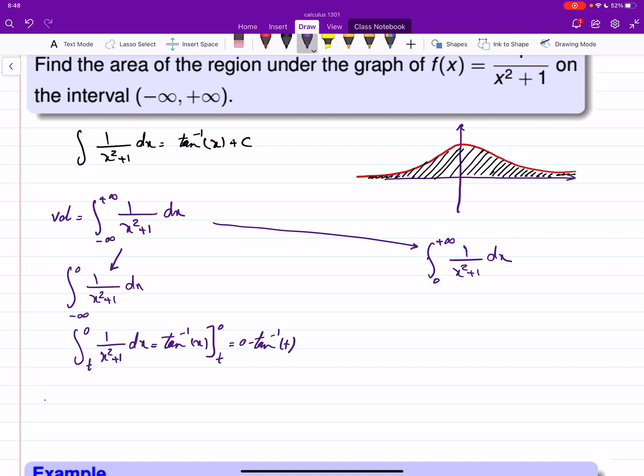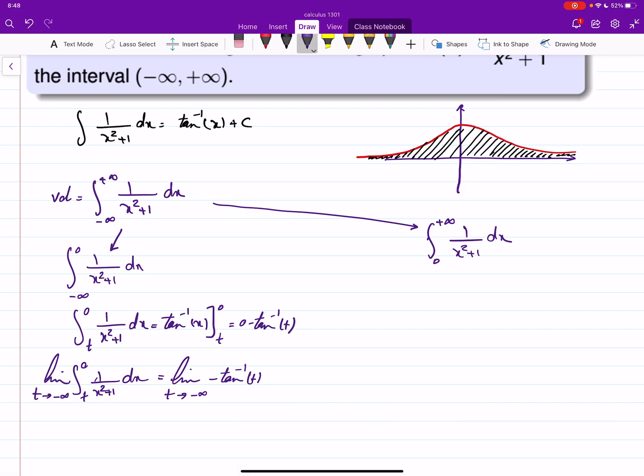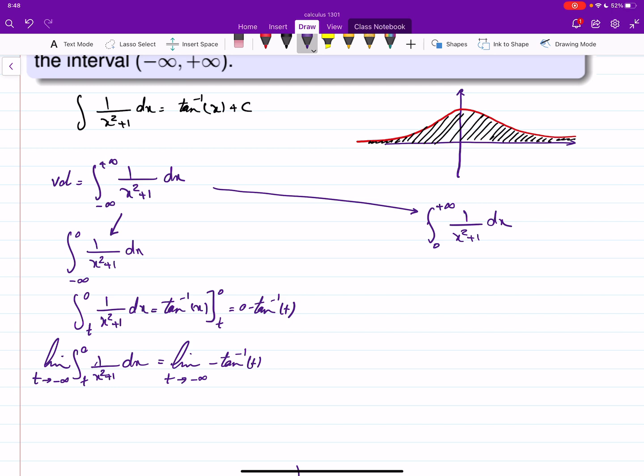Then we find the limit as t goes to negative infinity of the integral from t to 0 of 1 over x squared plus 1 dx. This is negative tan inverse of t as t goes to negative infinity. So here what we are interested in is the limit of tan inverse t as t goes to infinity.